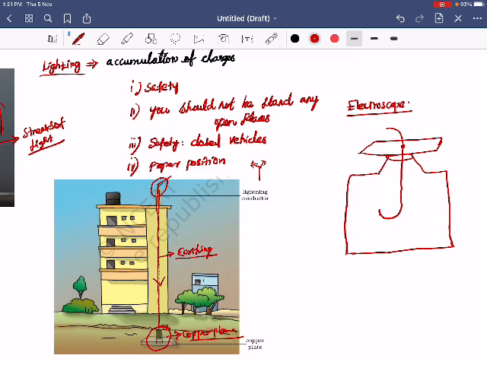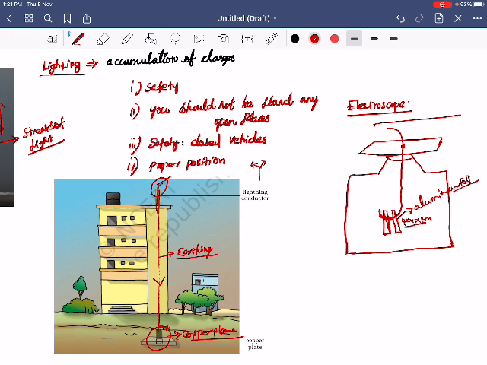Take out that cardboard sheet, and hang one aluminum foil on the paper clip. The size of this aluminum foil should be 4 centimeter length and 1 centimeter breadth. Okay, so you have taken one aluminum foil.